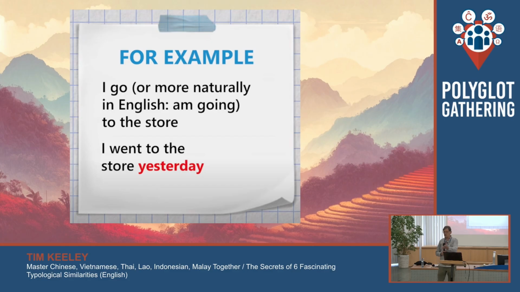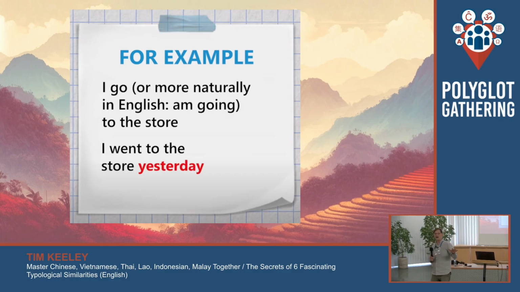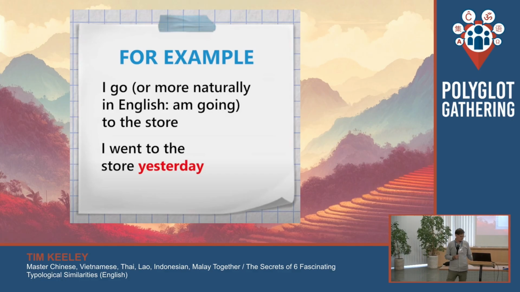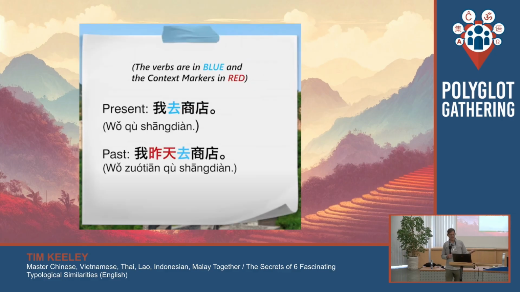If I say, the example, I go to the store, is different than I went to the store. You're going to change it. I don't even need the context mark of yesterday. You know it's past tense, right? But in these languages, you're going to have to use something that indicates the time. This morning, yesterday, last month, etc.